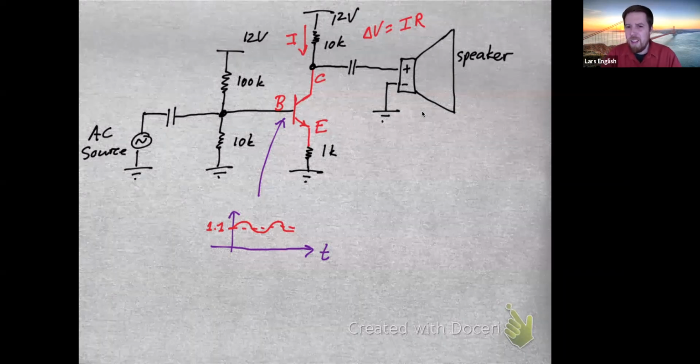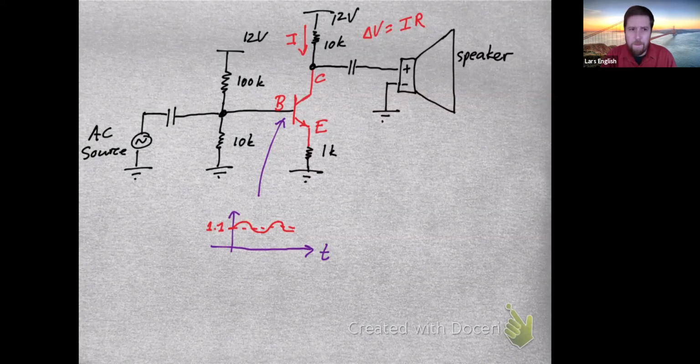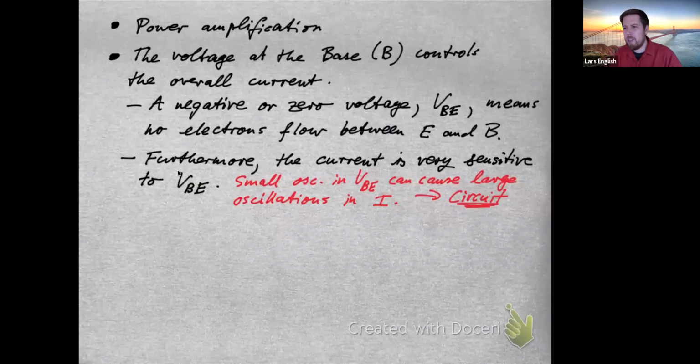So that is sort of the idea. A small signal here at the base can control a big voltage signal here. Okay, so a very simple audio amplifier. Okay, now back to our present slide. So that is what I mean here by a small oscillation in this voltage can cause a large oscillation in the current, and then you can convert that large oscillation into a voltage again to drive the next device.